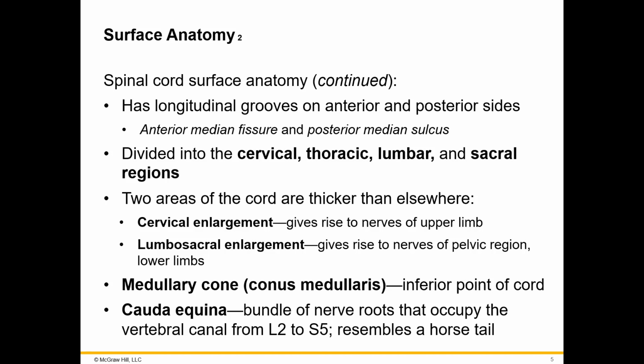Something very special is that when you look at the spinal cord, it has a cervical region, it has a thoracic region, it has a lumbar region, and lastly, you have your sacrum.